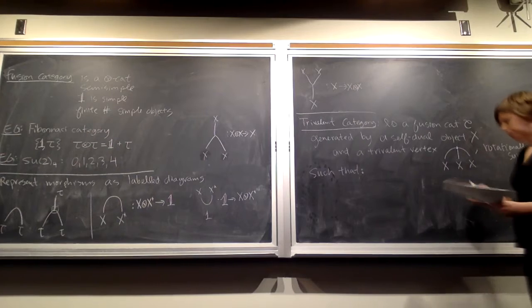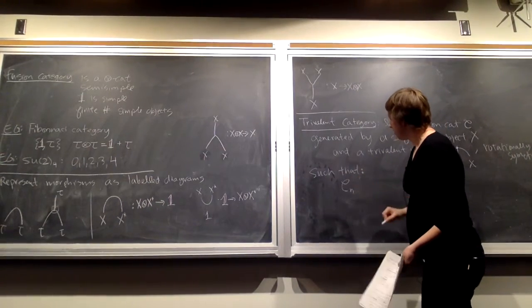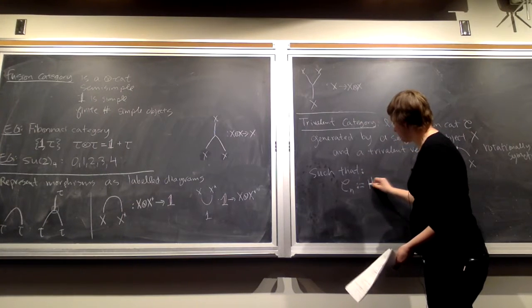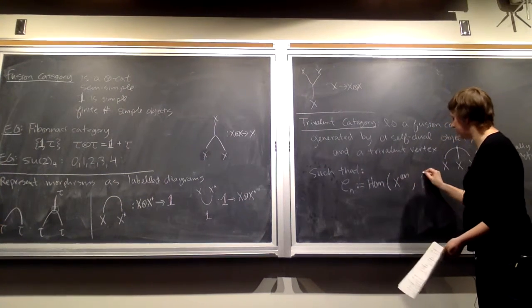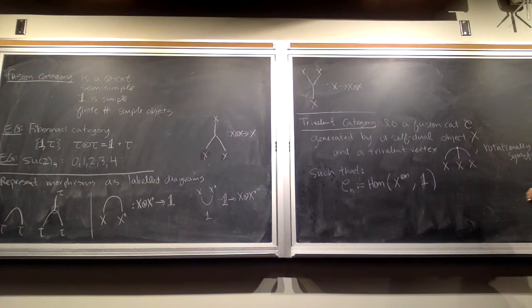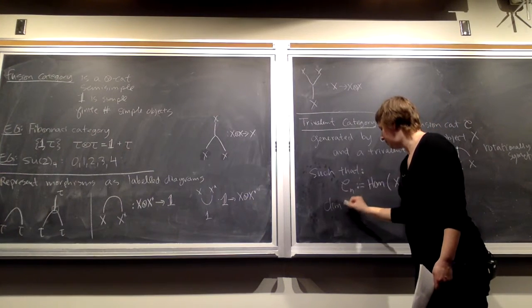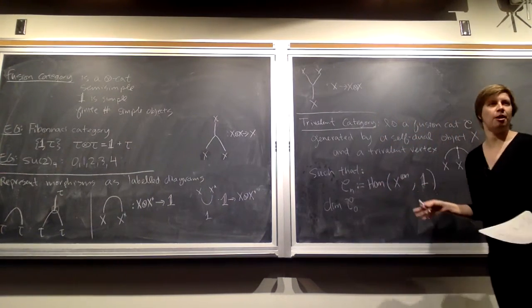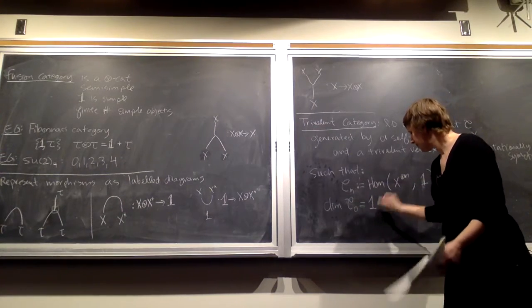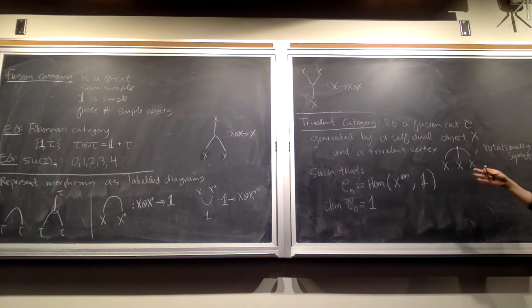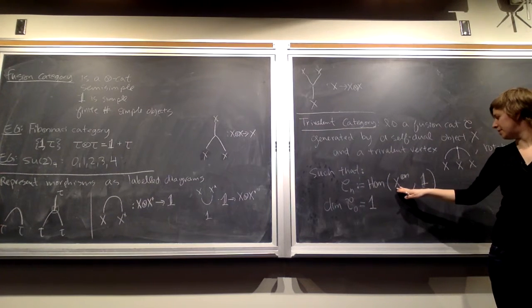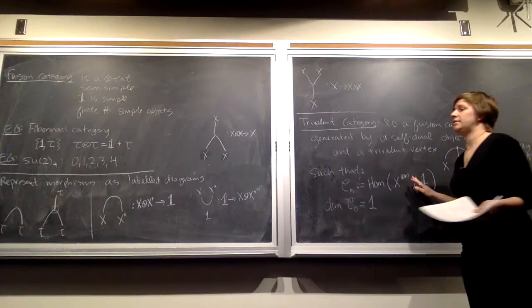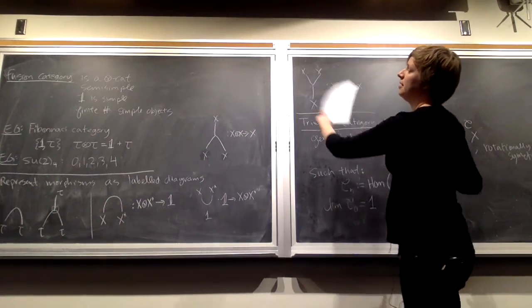So, okay, I just need a piece of notation first: Cn is defined to be the space of maps from X tensored with itself n times into the trivial. Okay? And now the conditions that I want are that my first few spaces are small in the following sense. So C0 is one-dimensional. This isn't even so much a requirement, right? This is saying that there's only one, up to a multiple, map from the identity to itself, and that's the condition from fusion categories, that the unit object is simple.